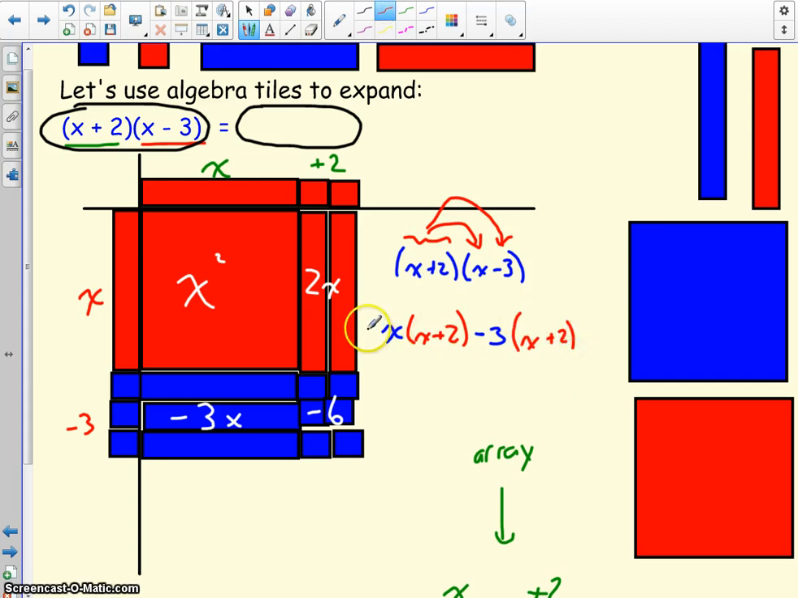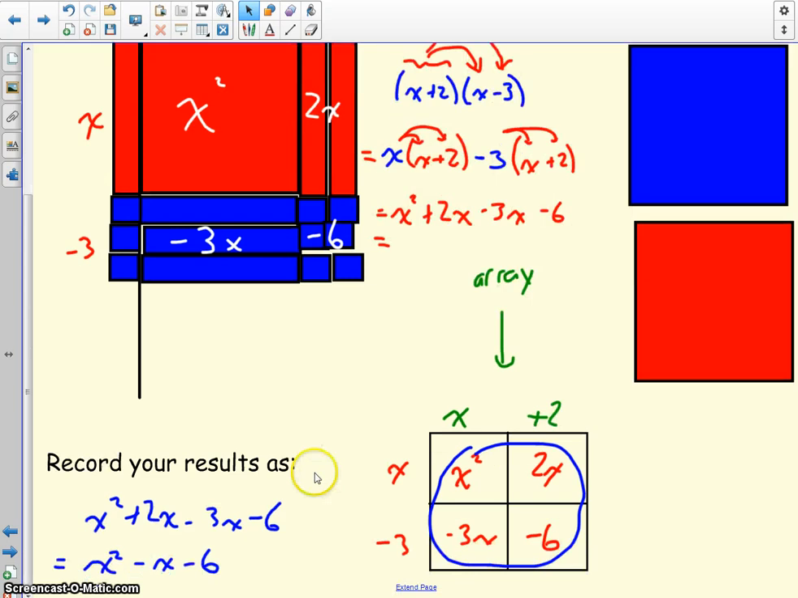Okay, and then what I have now is a situation where I can do distributive property here and here, and I'm going to wind up with my exact same answer in the end. So I'm going to go here, I'm going to get x squared plus 2x. Here I get minus 3x minus 6, and that's going to simplify to the exact same thing I got up here or down here. So 3 methods of doing the exact same problem, and you can choose whatever one you prefer.